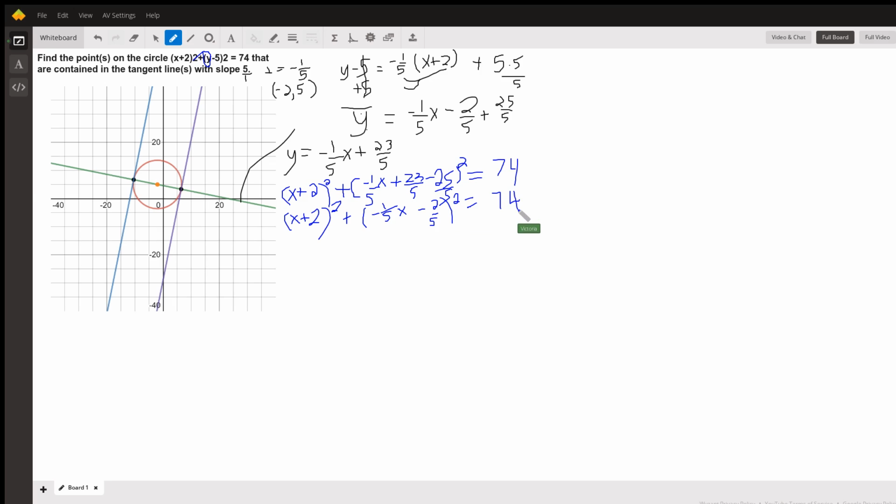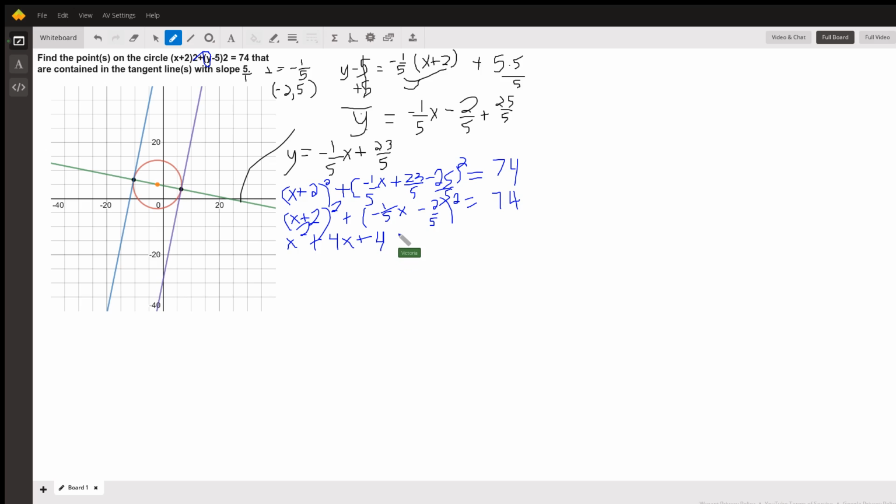Okay, so now we're going to FOIL this. We're going to multiply these out. So this gives me x squared plus 4x plus 4. That's what I get when I do x plus 2 times x plus 2.